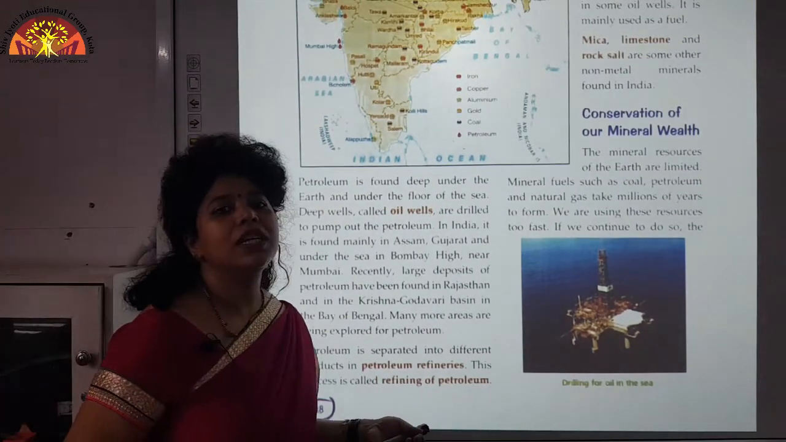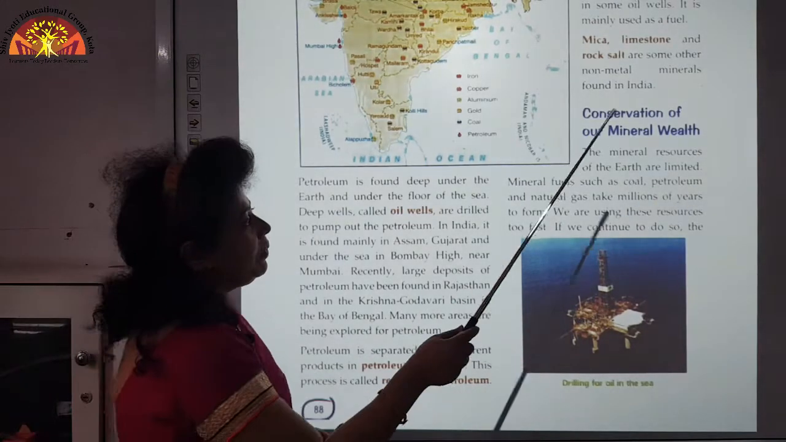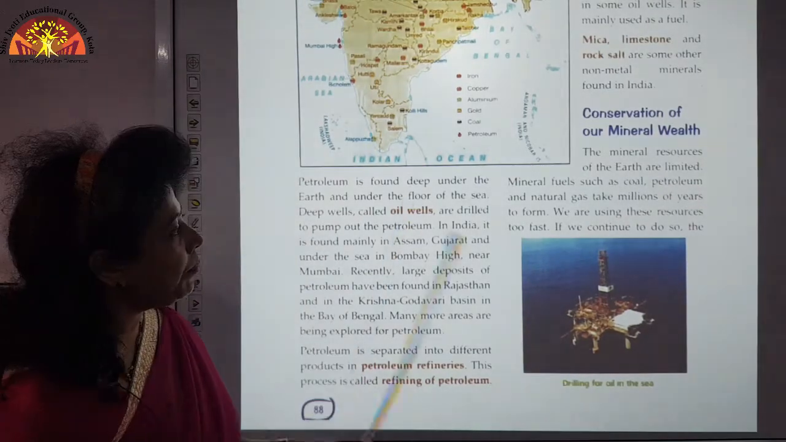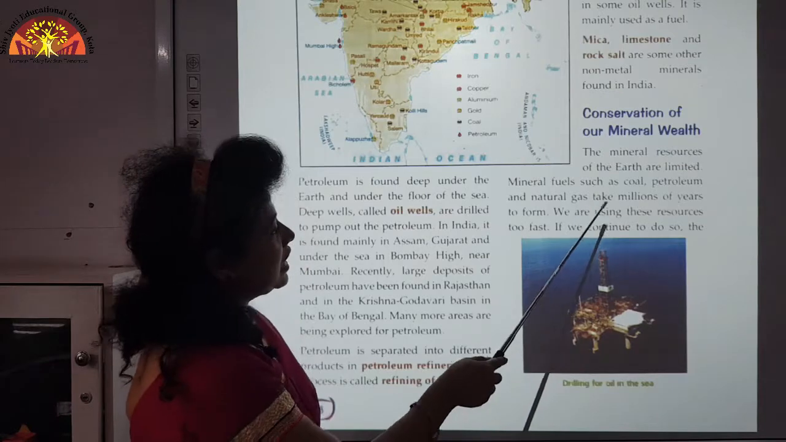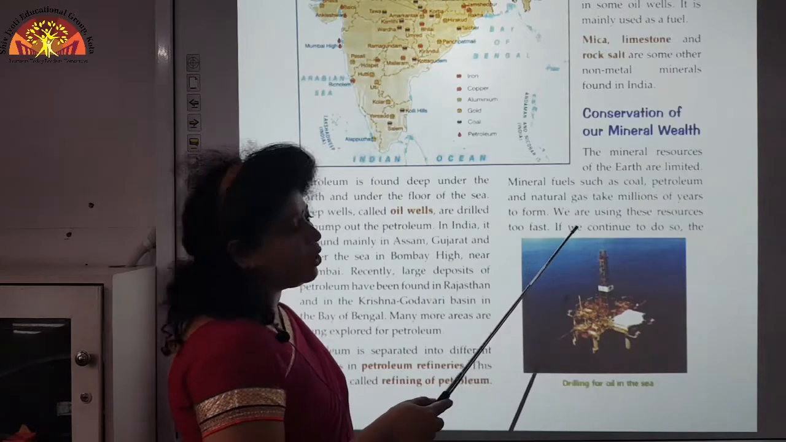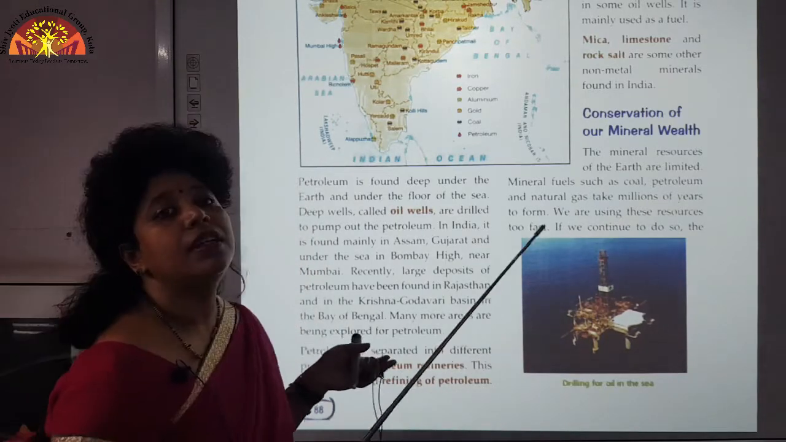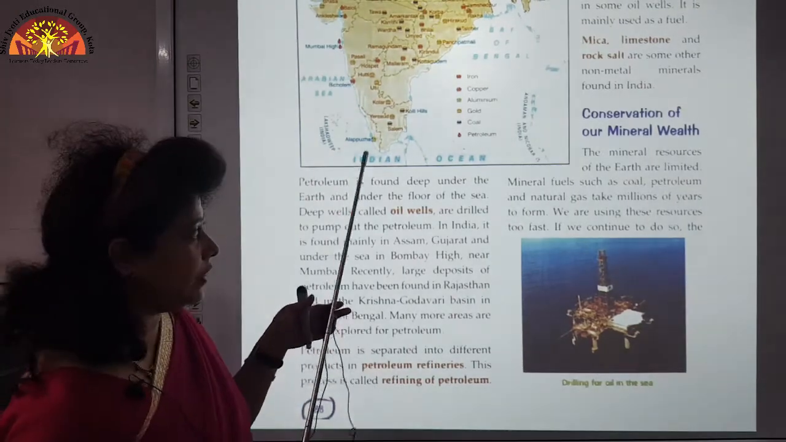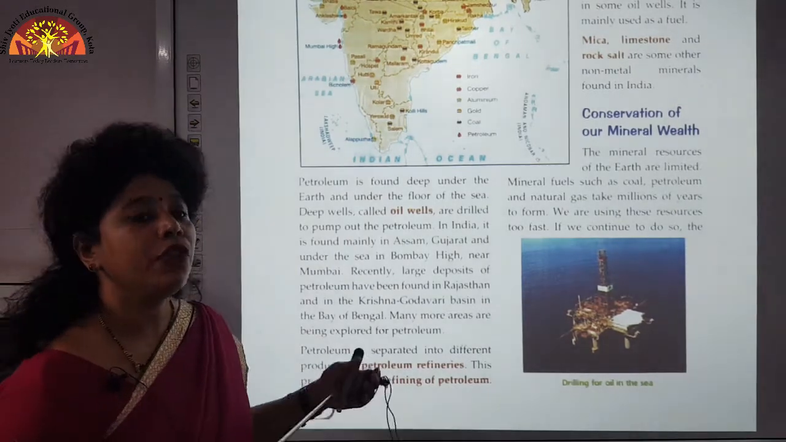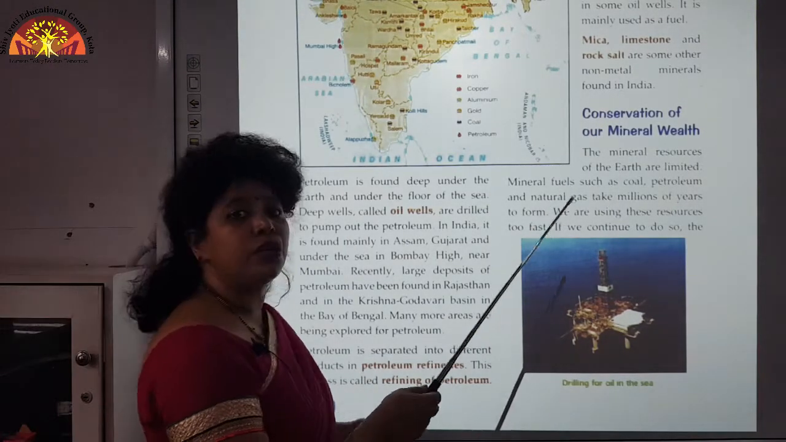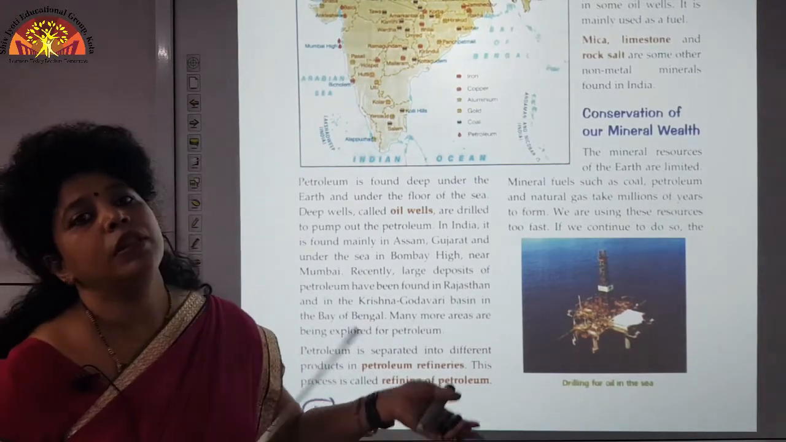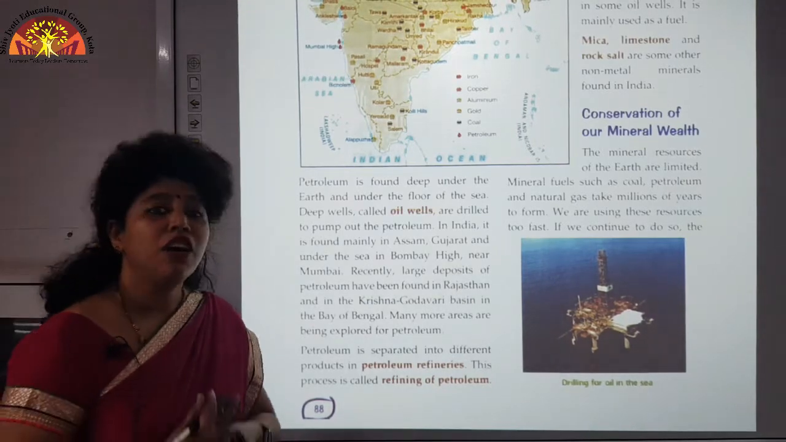Let us now talk about conservation of mineral wealth. The mineral resources of the earth are limited. Limited means they are not available in plenty. Mineral fuels such as coal, petroleum and natural gas take millions of years to form. Because these minerals are formed after millions of years of decomposition, they come under the list of non-renewable resources, and we are also using these resources too fast. The way we use our resources is too fast, but they take a very long time to form.